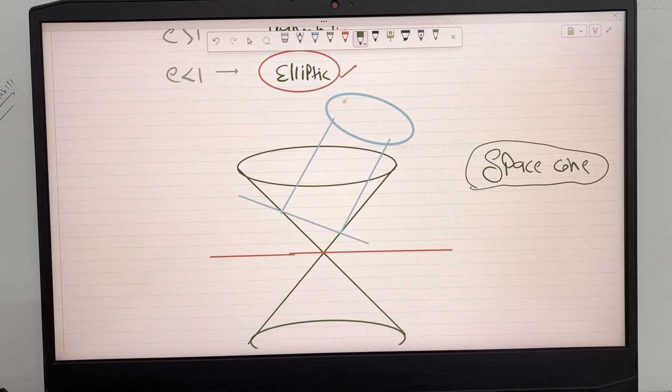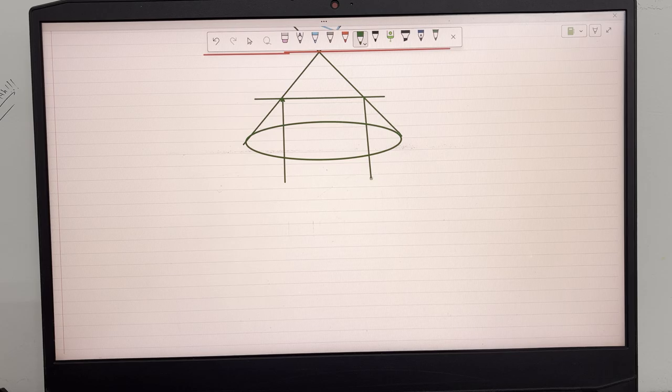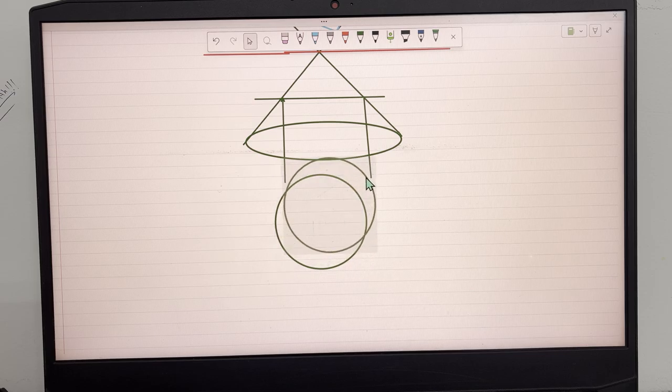Basically, this will be your ellipse. The size will be same by the cutting, but it's okay, you can understand. This will be your ellipse. If you cut the cone by the horizontal, like this, so this becomes your circle. This becomes a circle.